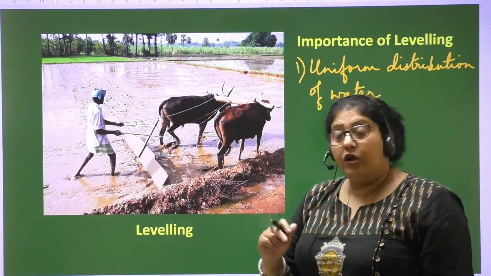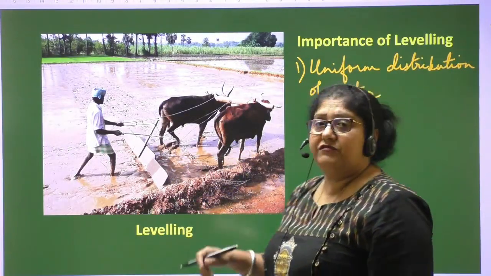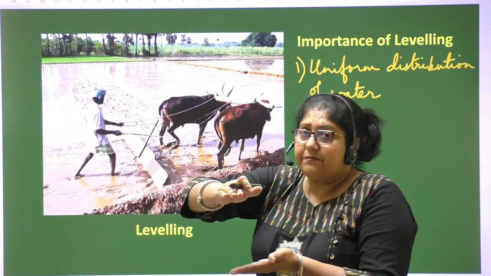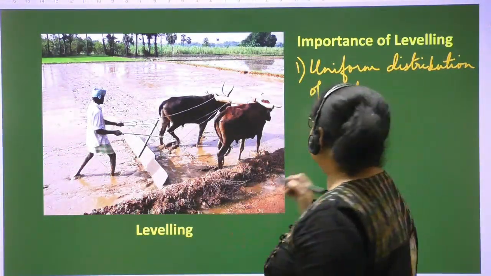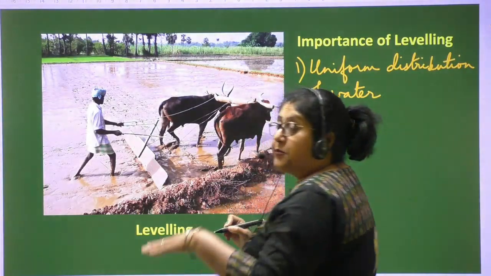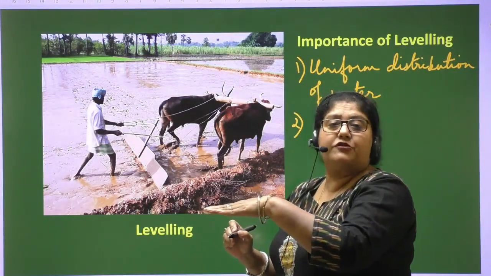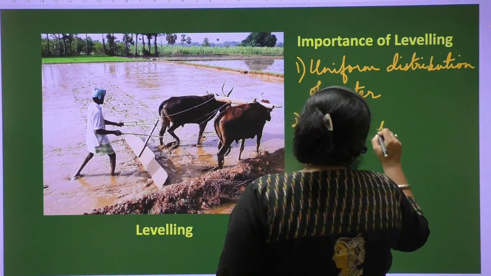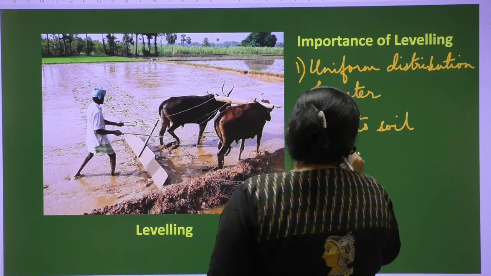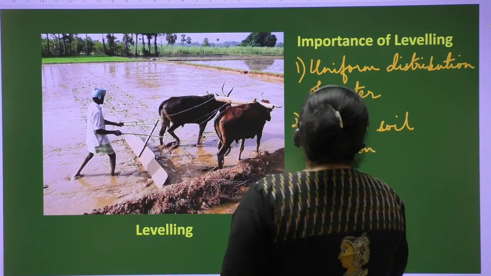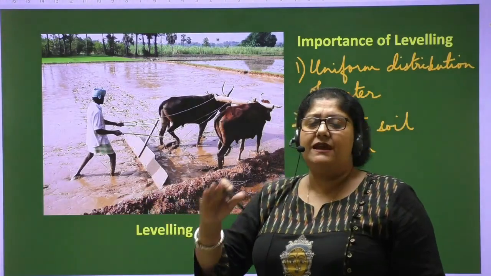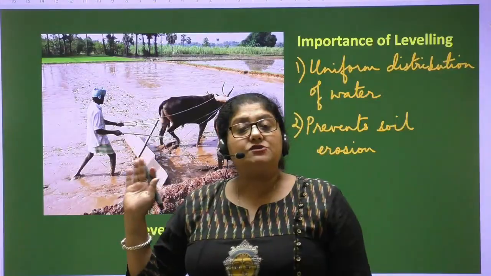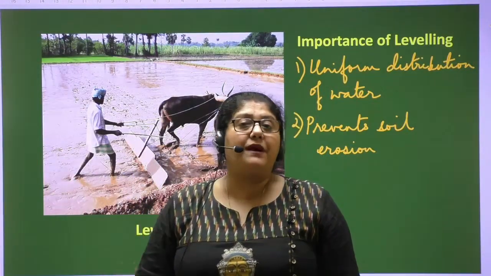Also remember, this leveling of the field will slightly compress, not too deeply, it will slightly compress the soil. So what happens is, this will protect the topsoil from erosion. So this will prevent soil erosion, because the entire field has been brought to a level and slightly compressed because of the leveling plank, which is why the soil now cannot be blown away by air.